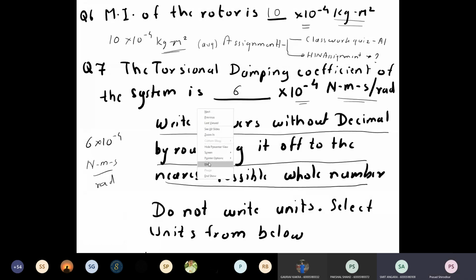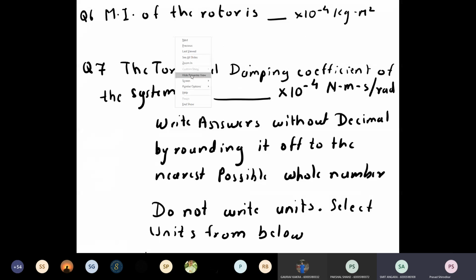If you are still not able to see the response, I will post the Excel sheet. The Excel sheet will have the responses of all the students, so you can go through it against your name. That is another way. Yes, sir, please do that, because here it is not showing the answers. Don't worry about it, I will post the Excel sheet.